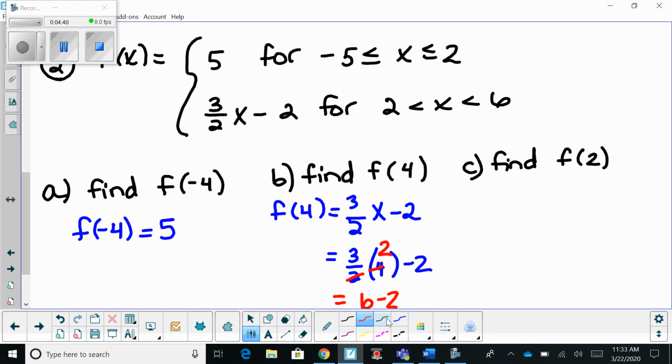Letter C asks me to find f of 2. So again, this is where you've got to be careful. Where is 2 equal to? Up here, this is where x is less than or equal to 2. Here's just where x is greater than 2. So again, f of 2 uses the top piece of the function, which is just the constant 5. Again, you don't have to plug anything in. It's the constant 5.